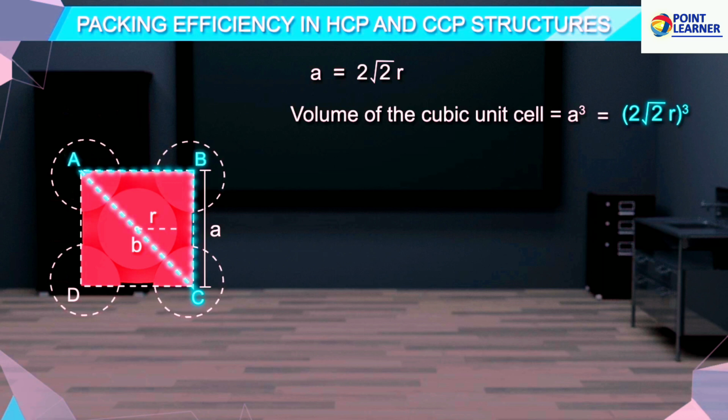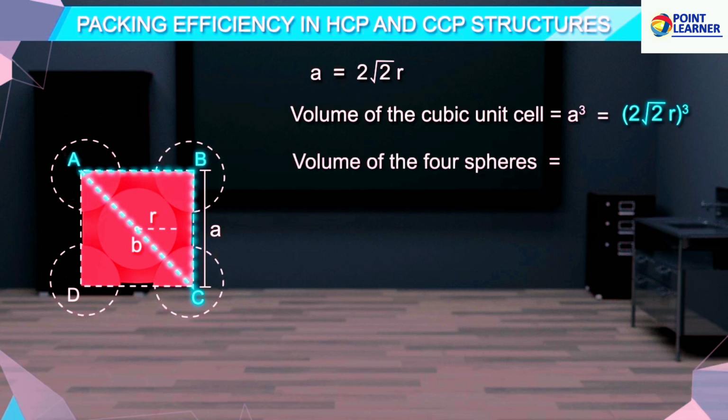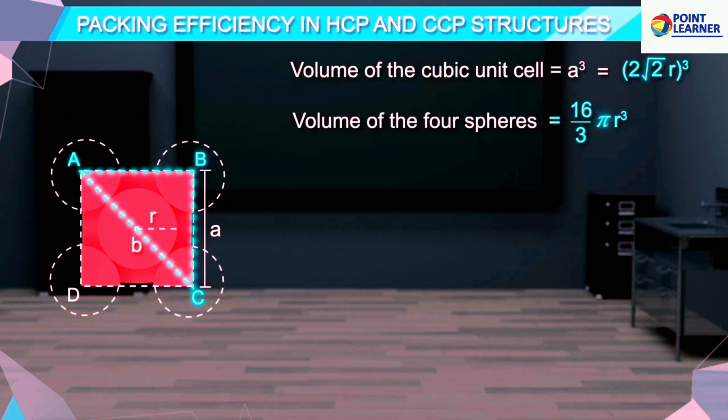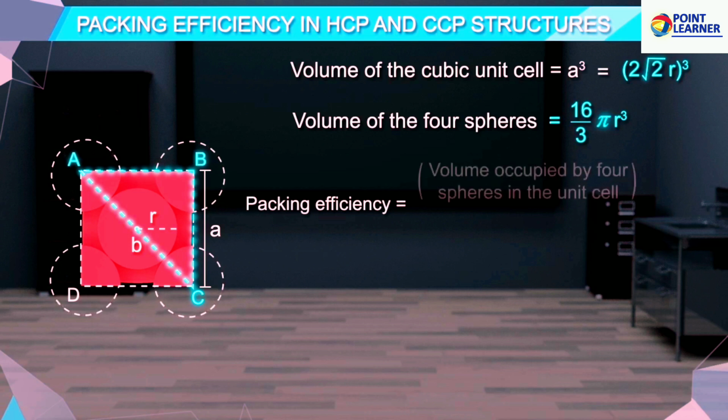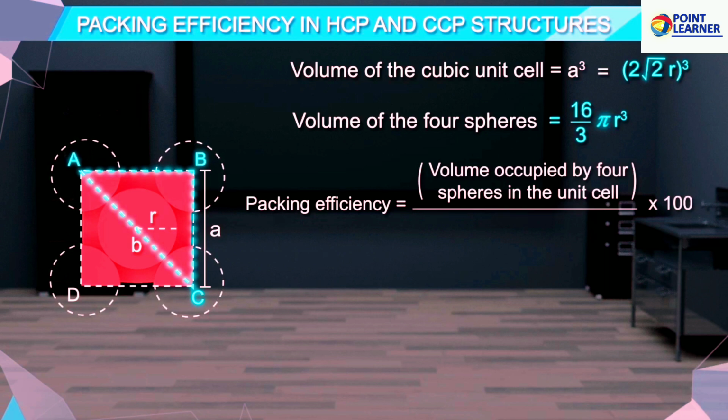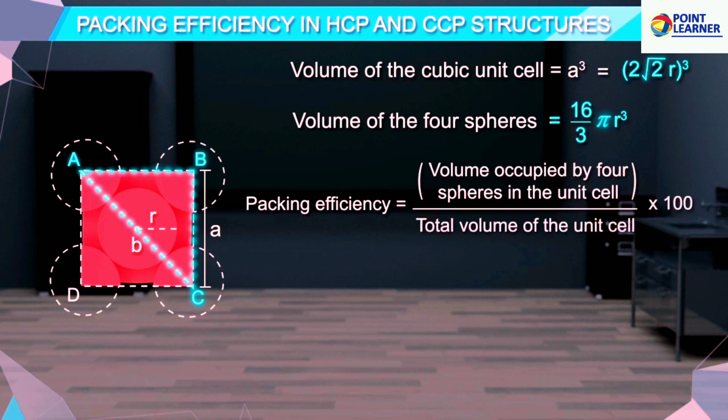We know that each unit cell in face-centered unit cell or CCP structures has 4 spheres or atoms. Volume of the 4 spheres is equal to 4 into 4 by 3 pi r cube, which is equal to 16 by 3 pi r cube. Now let us calculate packing efficiency. Packing efficiency is equal to volume occupied by 4 spheres in the unit cell into 100 by total volume of the unit cell percentage.